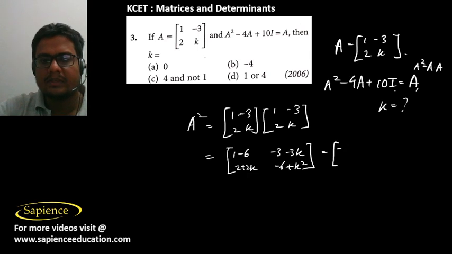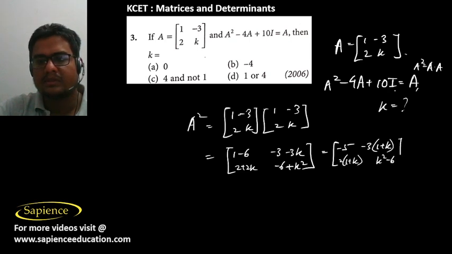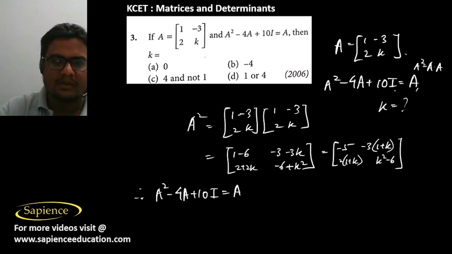So this will be minus 5, then minus 3 into 1 plus k, 2 into 1 plus k, then k square minus 6. So now, A square minus 4A plus 10 into I is equal to A. Then we have to find out the value of k.